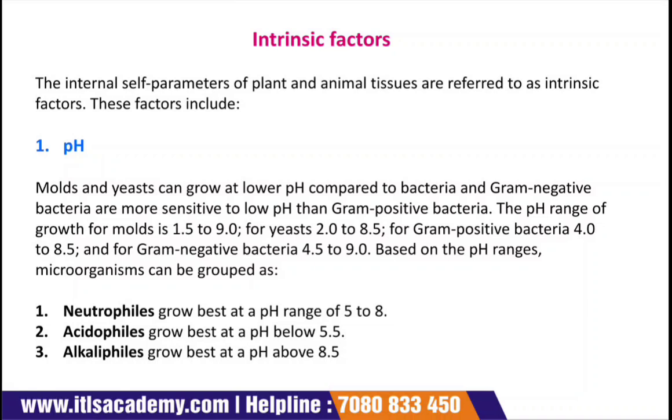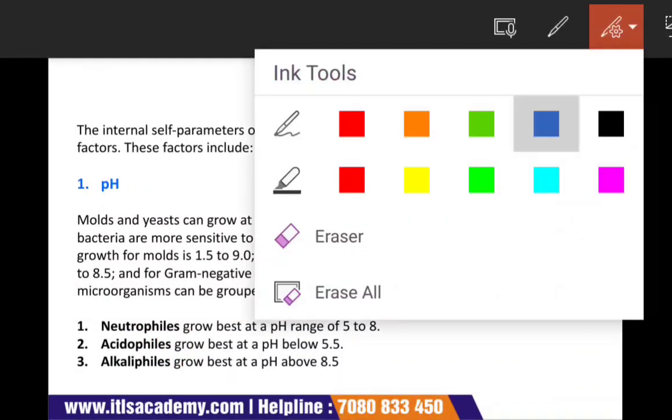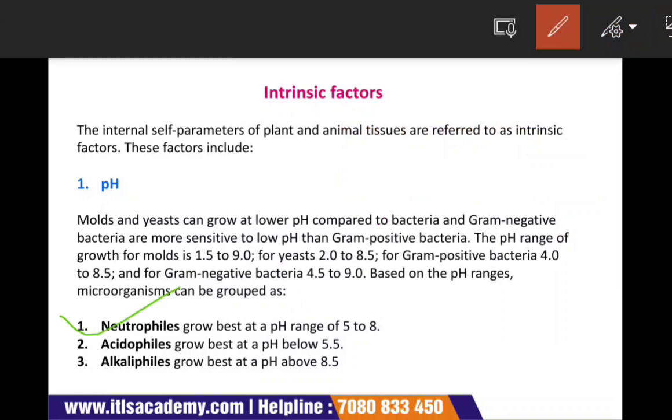Based on the pH ranges, microorganisms can be grouped as follows: neutrophiles, acidophiles, and alkaliphiles. It is very important to understand that depending upon the pH range, microorganisms are grouped under these. Neutrophiles grow best at a pH range of 5 to 8. Acidophiles are those that grow at a pH range below 5.5, and alkaliphiles grow at pH 8.5. All these three are very important in MCQs.